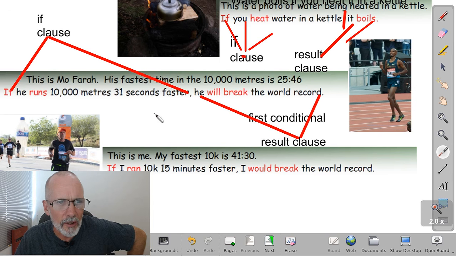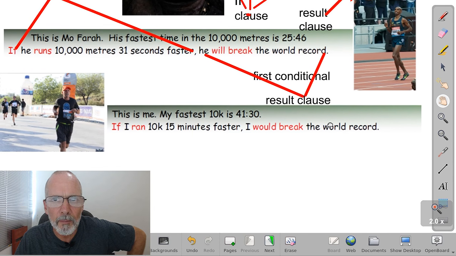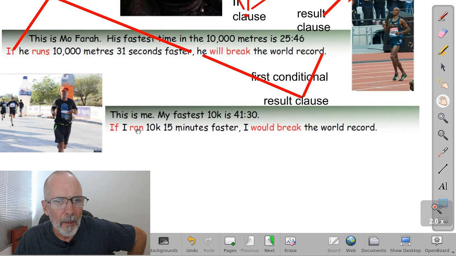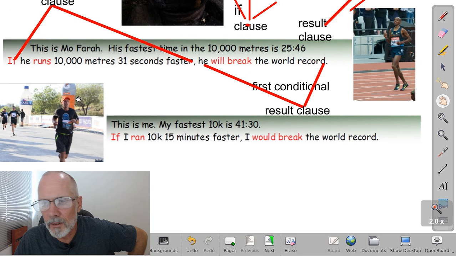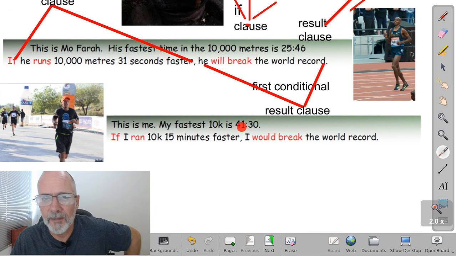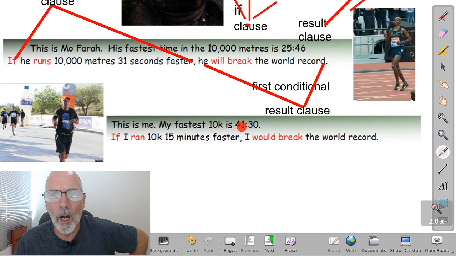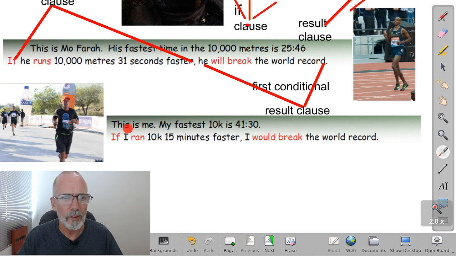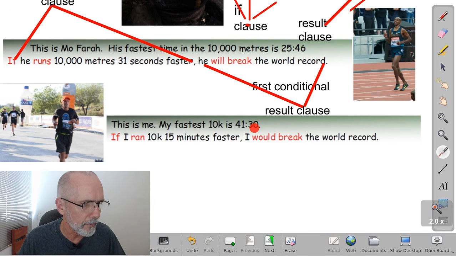Now let's have a look at the other example that I have on this page here. I need to move this a little bit. Can move that up there. Now, this is me. I also like to run, but I am not as fast as Mo Farah. In fact, I'm like 15 or 16 minutes slower than Mo Farah. So my fastest 10k is 41 minutes 30.